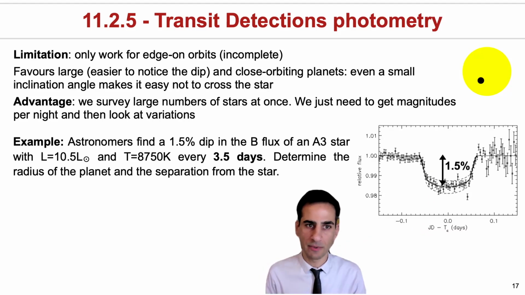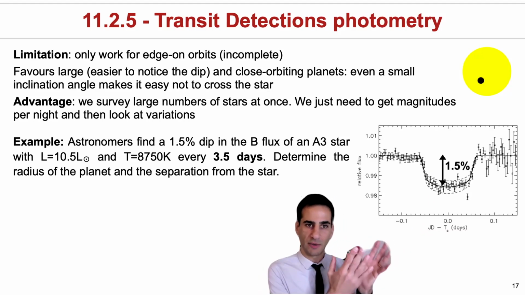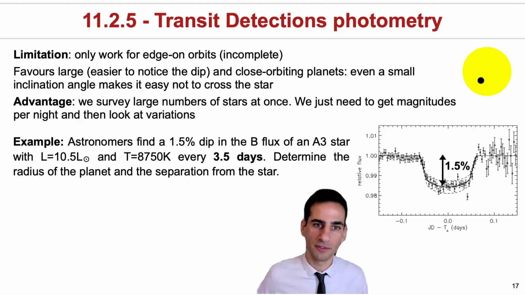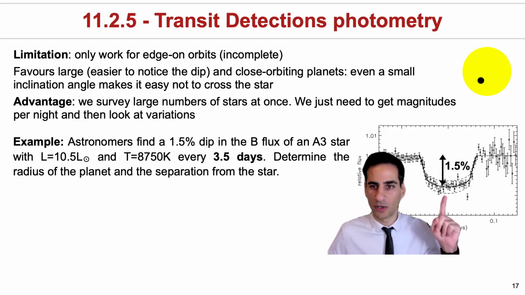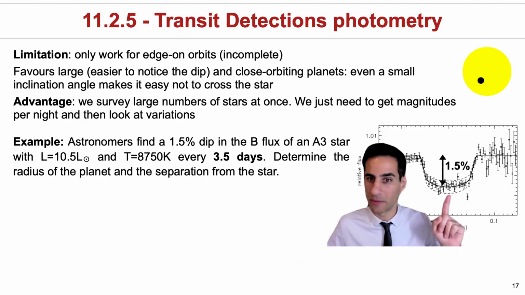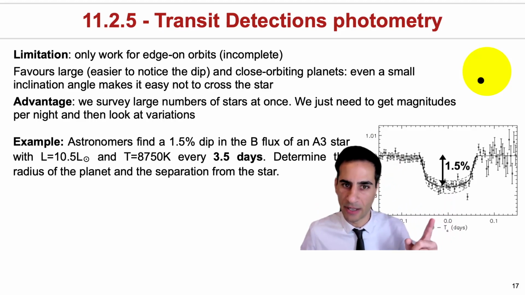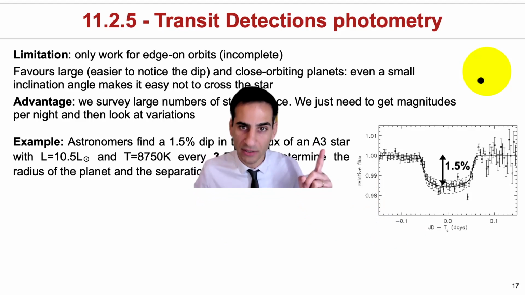As a specific example, let's consider this data right here. And let's say that this team of astronomers were able to find a dip. That's a 1.5% dip. This is quite a big one for an extrasolar planet. And that this was done in the B band. So we're talking about the B band flux of an A3 class star.